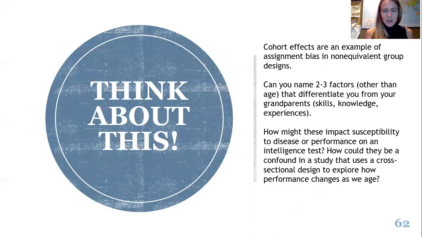So here's a chance for you to think about some of what we just talked about and get ready for the quiz. Cohort effects are an example of an assignment bias in non-equivalent group designs. I want you to think for a second of some other factors other than age that might differentiate you from, say, your grandparents, some experiences that you've had or skills that you've developed. How might this impact your susceptibility to disease or your performance on an IQ test or your ability to navigate your new iPhone? Why don't you think about that if you can?